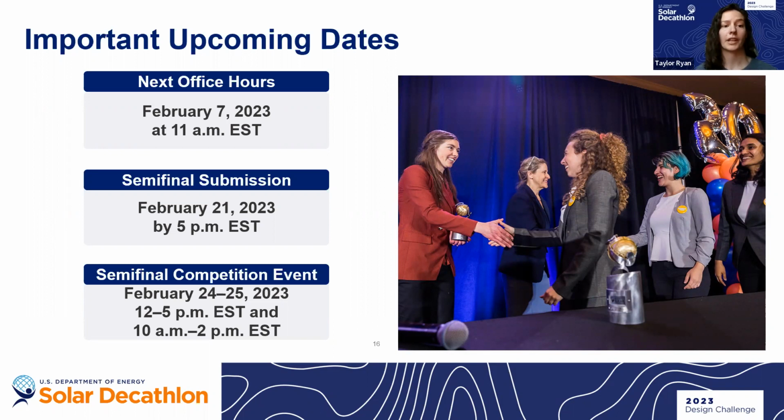And then following office hours, our next deliverable due is the semifinal submission on February 21st by 5 o'clock Eastern time. There will be no late submissions accepted after that 5 o'clock Eastern deadline. So please make sure that you've logged into the project site before then and you are able to submit the semifinal submission on time. And finally, right after the semifinal submission is due, we will have our semifinal competition event on Friday, February 24th and Saturday, February 25th from 12 to 5 on Friday and 10 a.m. to 2 p.m. Eastern time on Saturday.